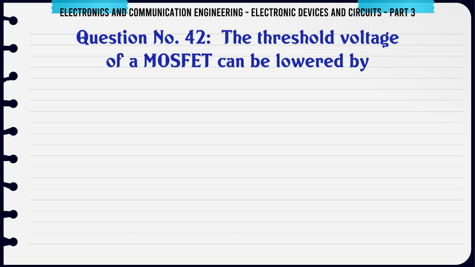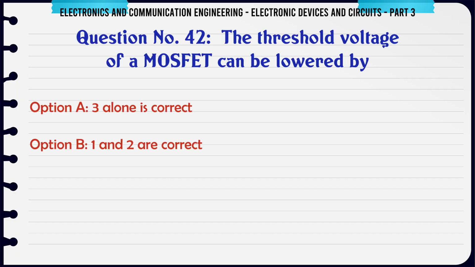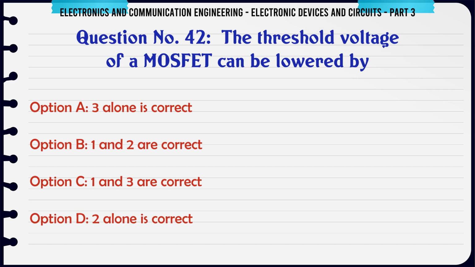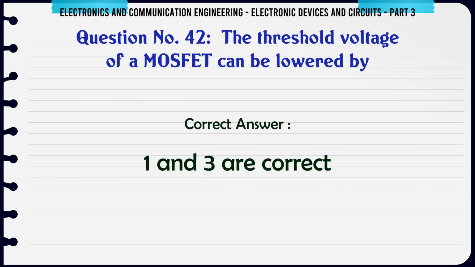The threshold voltage of a MOSFET can be lowered by: A, 3 alone is correct; B, 1 and 2 are correct; C, 1 and 3 are correct; D, 2 alone is correct. The correct answer is 1 and 3 are correct.